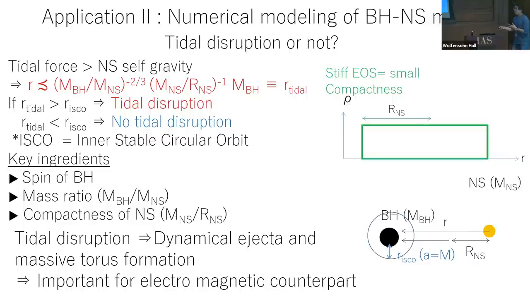So if the tidal disruption happens, a part of the neutron star is ejected as dynamical ejecta, and a part of the neutron star forms a massive torus. This is important for the electromagnetic counterpart in this event.